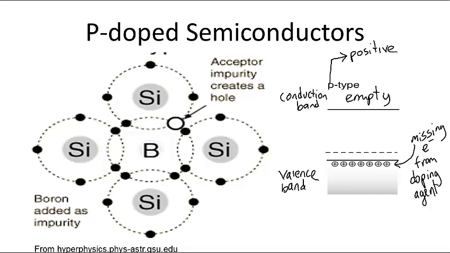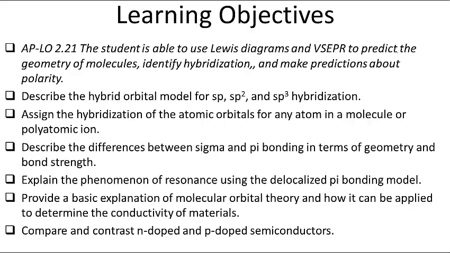So one of the objectives from the AP test, if we look at our objectives, one objective was to compare and contrast n-doped and p-doped semiconductors. It was thrown in there. I don't know exactly what they want you to know, but they want you to know a little bit about what n-type and p-type semiconductors are.